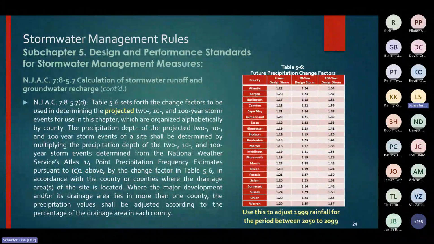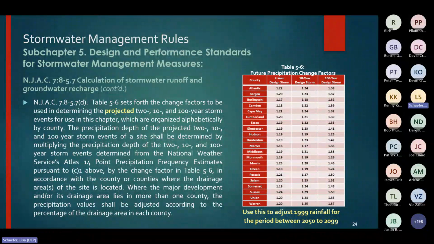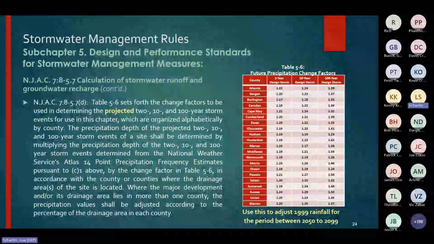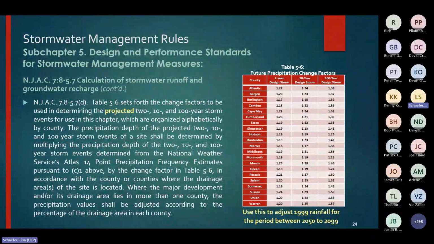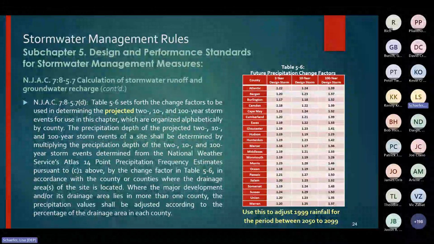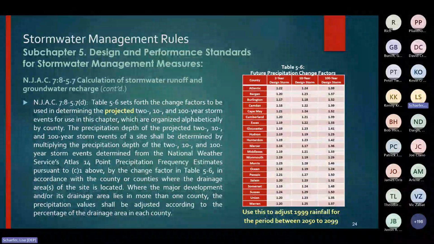Okay, now there's a second multiplier required in the rule amendments. You're going to apply the future precipitation change factors to the published NOAA rainfall data to allow us to look ahead to the period from the year 2050 through 2099 to address the future impacts of climate change. So when the rule amendments call for something as the projected 2, 10, or 100-year design storm, that's the calculation that I'm talking about, okay?